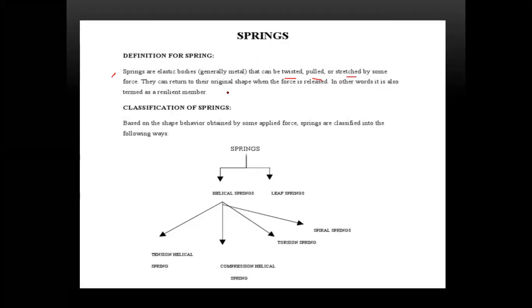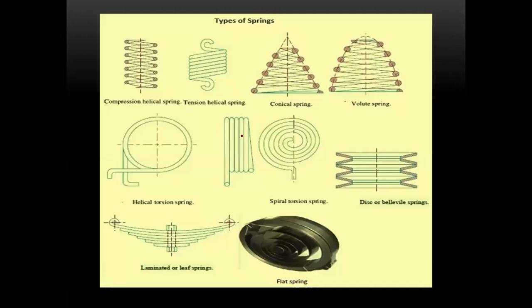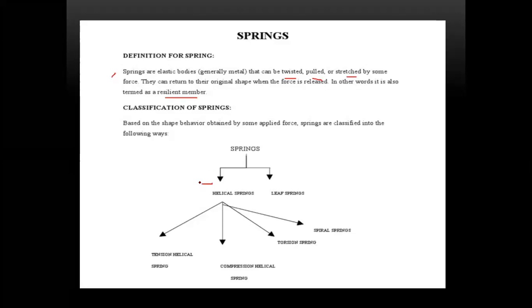They can return to the original shape when the force is released. In other words, it is also termed as a resilient member. Coming to the classification of the springs, you are having the helical springs and leaf springs. In the helical springs, as we discussed earlier, tension helical spring, compression springs, torsion springs, and spiral springs.